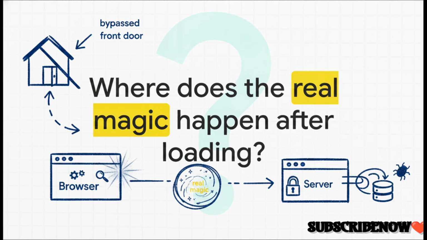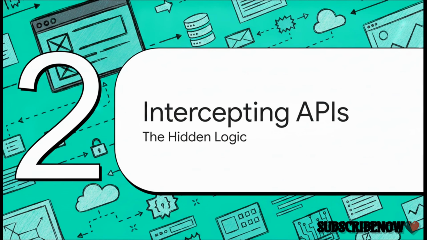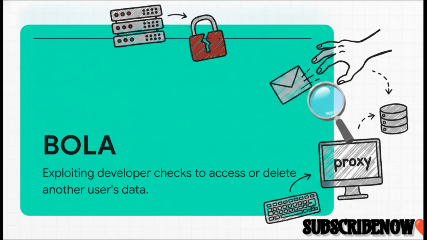Crazy, right? So they've bypassed the front door, but that begs the question, where does the real magic happen after the browser actually loads the page? Section 2, Intercepting APIs with BOLA, the hidden logic. In 2026, websites aren't just static pages anymore, they are incredibly complex applications. While normal folks just see pretty buttons on a screen, the browser is actually firing off invisible API requests in the background to fetch raw data.